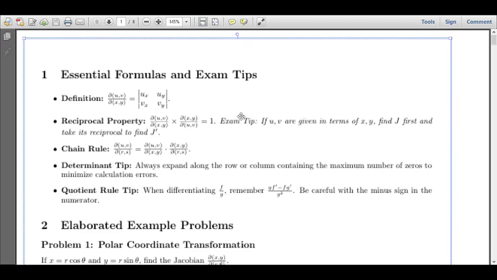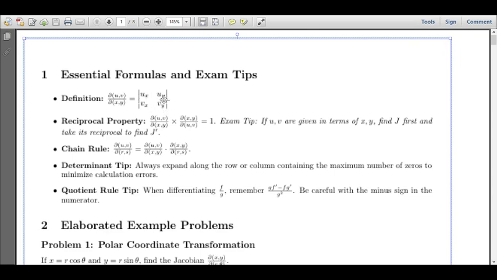Now here we are going to discuss the topic Jacobians. The definition: the Jacobian of u comma v, where u and v are functions of x, y. If u and v are functions of x, y, then the Jacobian of u, v with respect to x, y is denoted by dou of u, v by dou of x, y, and this is the second order determinant.